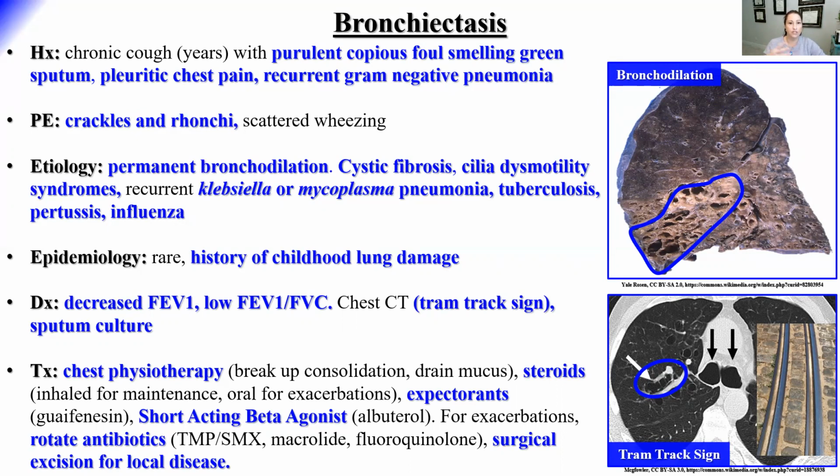Expectorants, these are medications that help to draw water into the mucus so that it thins it and you can get it out. So guaifenesin. Short-acting beta agonist, albuterol, can help to open the airways so they can breathe better. When they're having an exacerbation in somebody who has bronchiectasis, you want to rotate those antibiotics so that they don't build up resistance. So Bactrim, macrolides, fluoroquinolones are commonly used. And then if you develop local disease, like you see in this top picture there, you can actually go in and excise that area so they don't continue to get those recurrent infections.